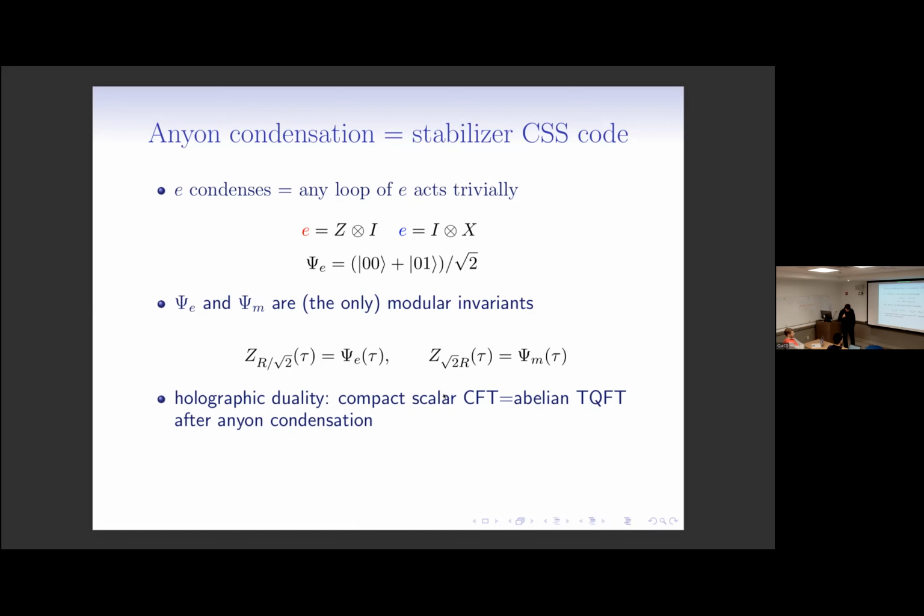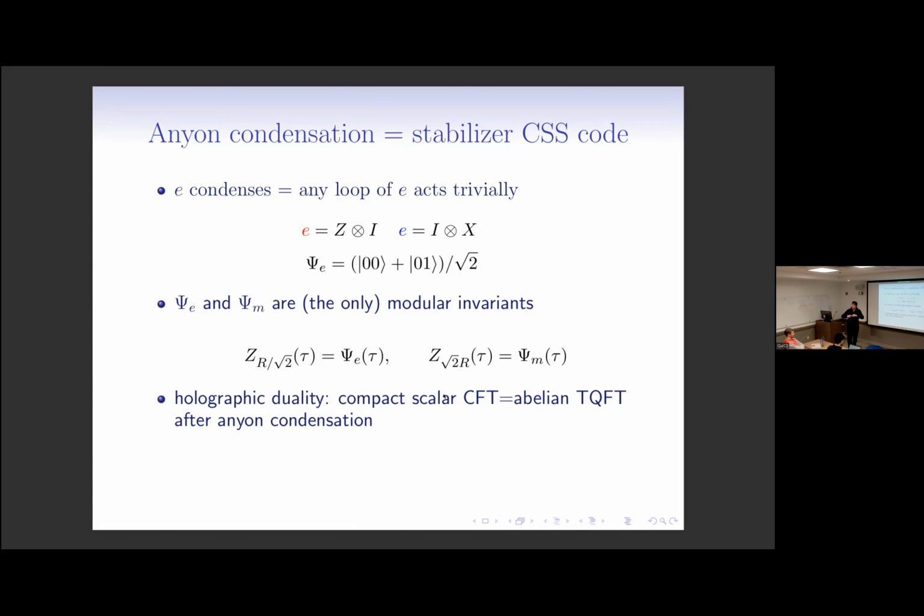I want to take an E anyon and I want to condense it. What does it mean physically to condense it? Well, there's a much better physical explanation of what it is, but from the logic of the talk, to condense an anyon means that the corresponding operator should be a trivial operator. And it should not matter for me whether I wrap it over the A cycle or the B cycle or any other cycle. If I have an E anyon, I want a closed loop of E anyon to act trivially on my state.